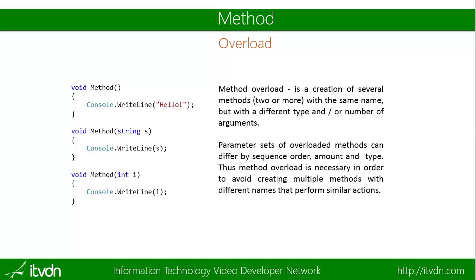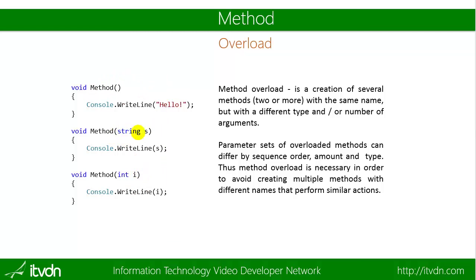A method overload is a creation of several methods, two or more, with the same name but with a different type and/or number of arguments. So here you have three methods. They have the same name but they have different arguments. Here our argument is in the string type, here it's in the int type, and here we don't even have an argument. So these three methods are different and the computer looks at them as individual methods.